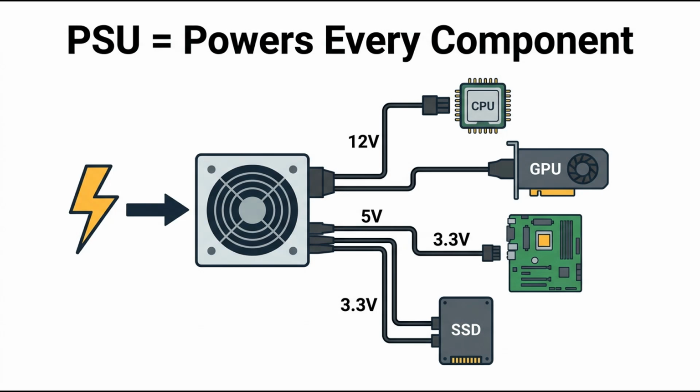Every component in your computer needs power, and that's the job of the PSU, or Power Supply Unit. It takes the electricity from your wall outlet, which comes in AC format, and converts it to the DC power your components need. Different components need different voltages, and the PSU delivers the right amount to each. A weak PSU can actually crash your whole system.